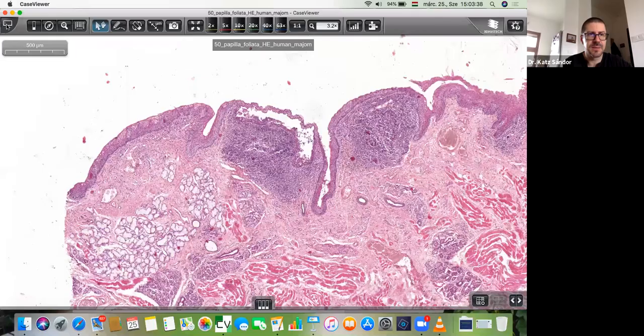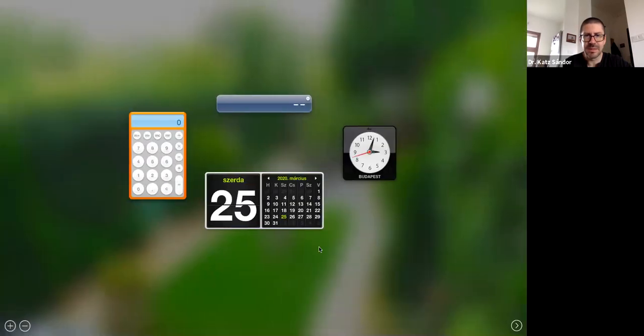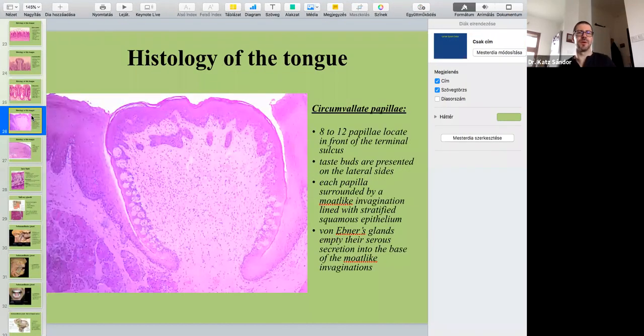Now let's see the last type of the papillae. These are the circumvallate papillae. Eventually in human we have 8 to 12 circumvallate papillae. These are the biggest papillae. They are located just in front of the terminal sulcus. You remember the terminal sulcus?